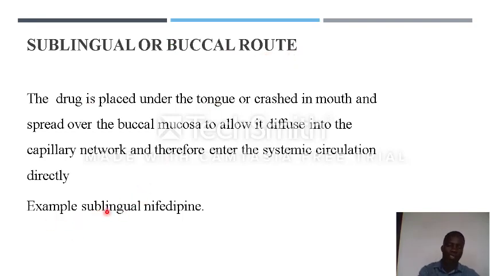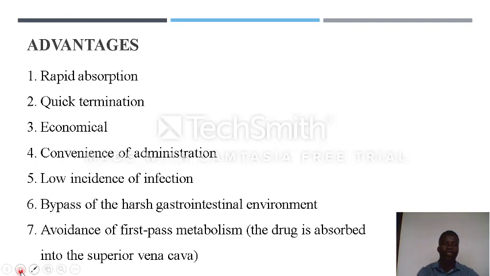An example of a drug that we can take under the tongue is sublingual mifepristone, used in the treatment of hypertension. Advantages: it has rapid absorption, as it doesn't pass through the stomach to the liver and the whole other processes. It gets straight into the blood through the capillaries in the buccal cavity. Quick termination: its effect on the system is quick, since it reaches the systemic circulation in a fast manner.